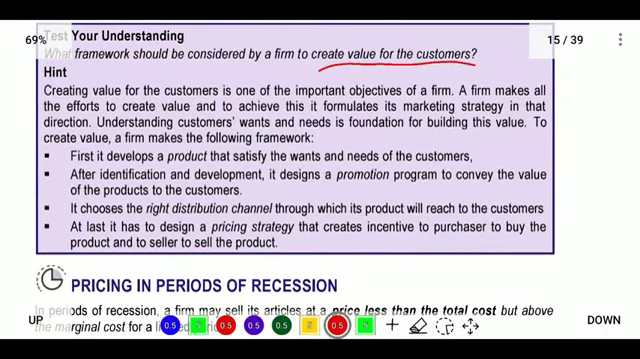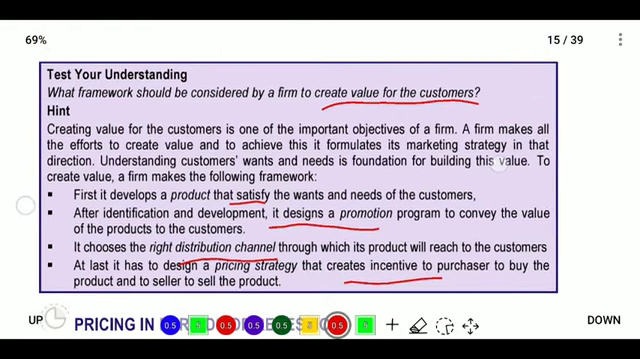Firstly, we require that the customer's needs are satisfied, we develop the designs and promotions, the right distribution channel will be required, and price incentives. So we will see that creating value for the customer is one of the important objectives of a firm. A firm makes all efforts to create value and formulates its marketing strategy in that direction. Next, understanding customer wants. Here we must understand what the customer wants and needs; it is the foundation for building the value.